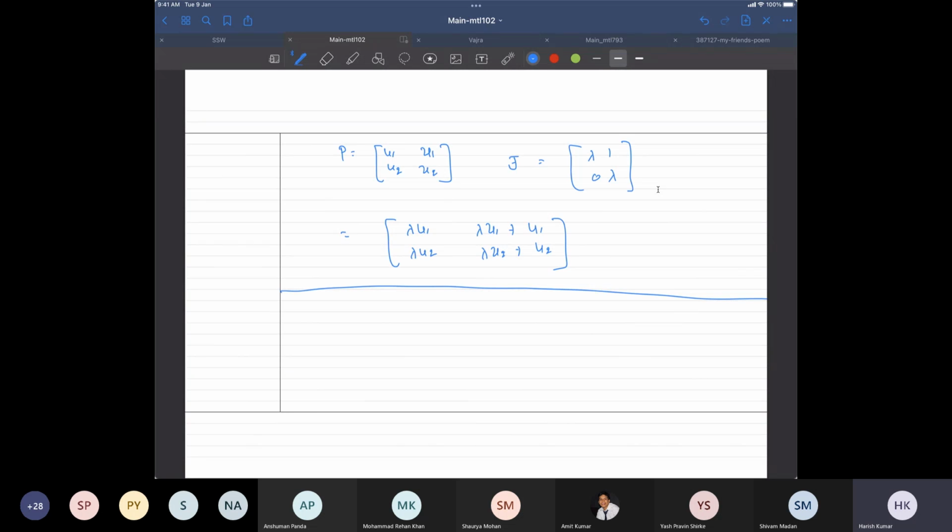Now let us look at the case n is equal to 3.